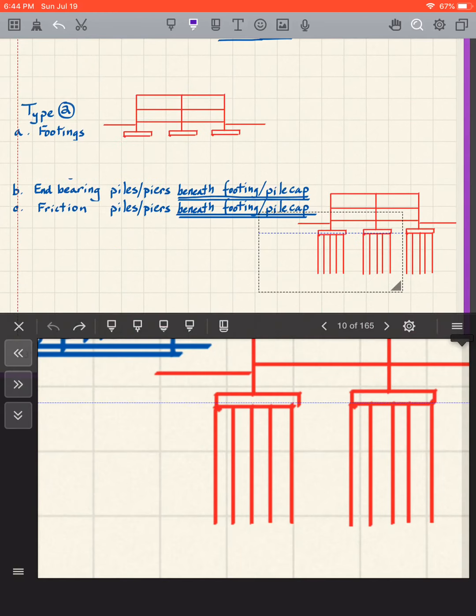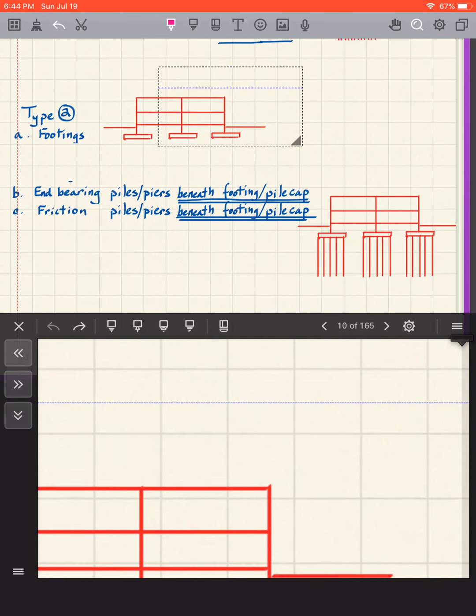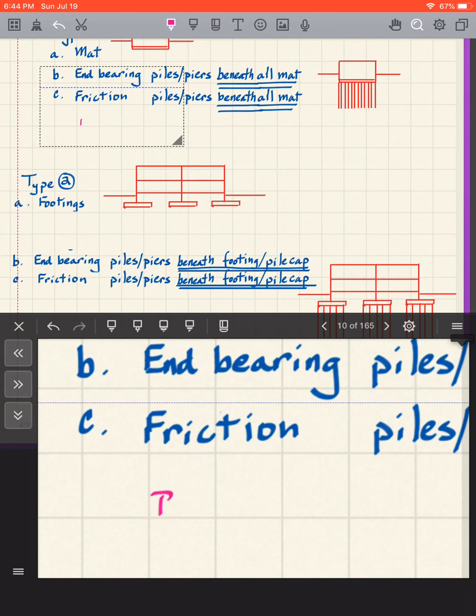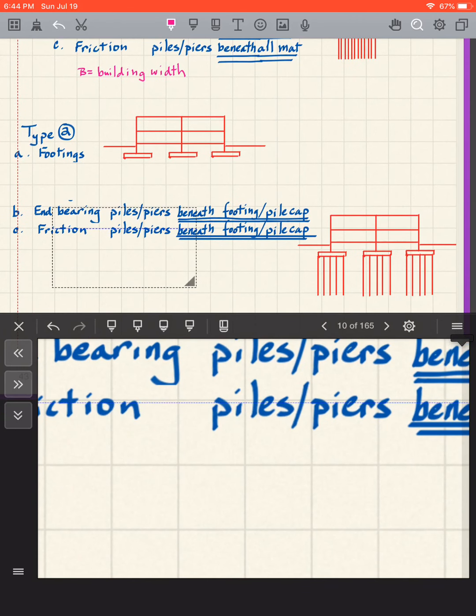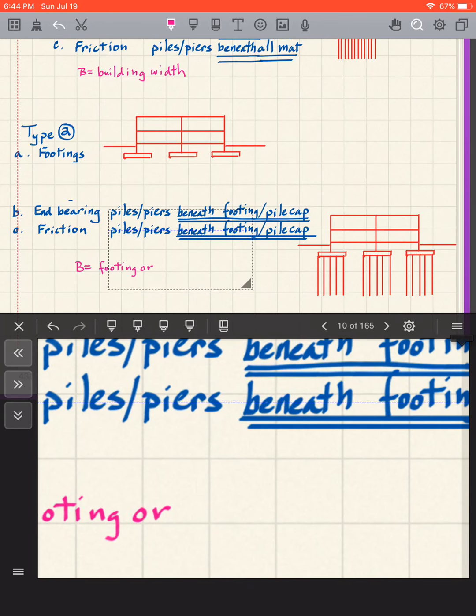So, maybe I can even write that in here. B is equal to, for our building width, for a building. And the second type, well, what we find is B is equal to the footing or pile cap width.